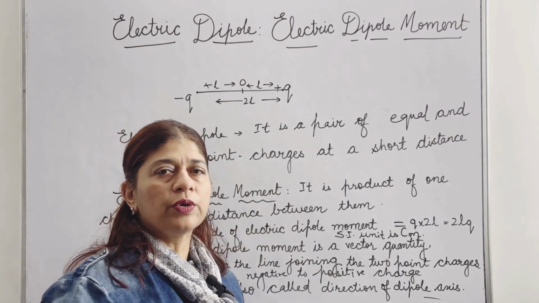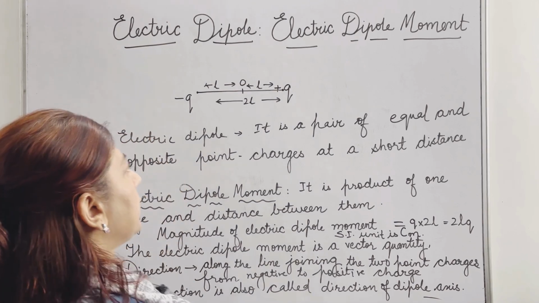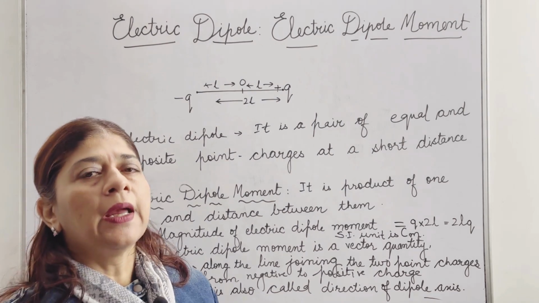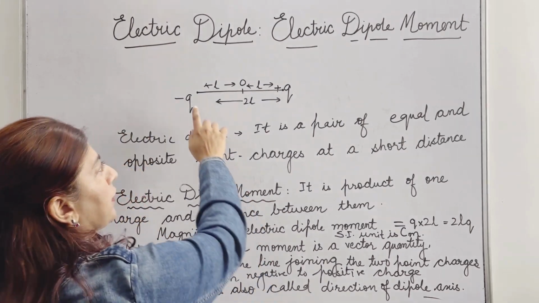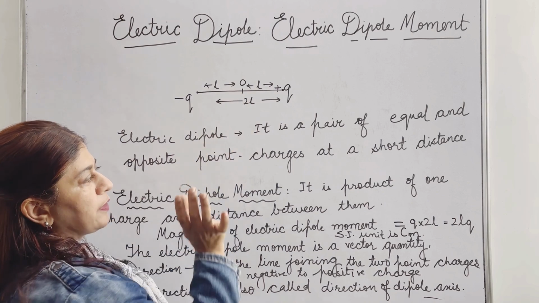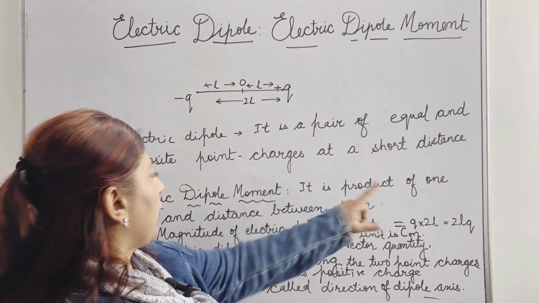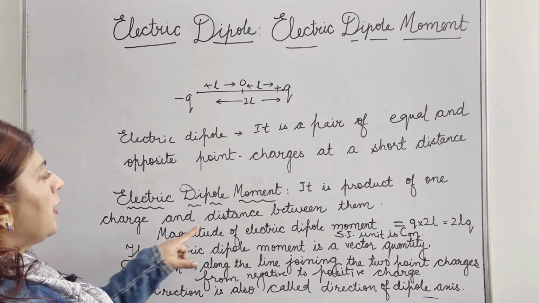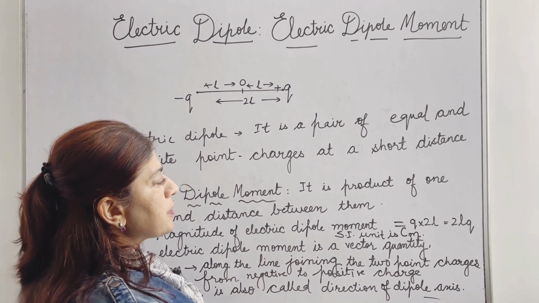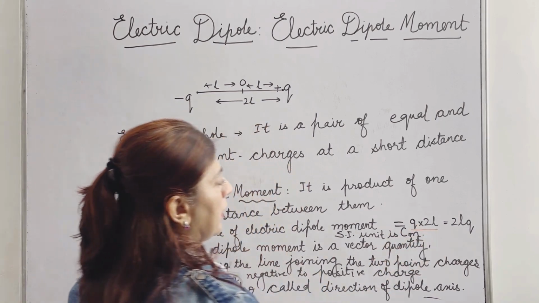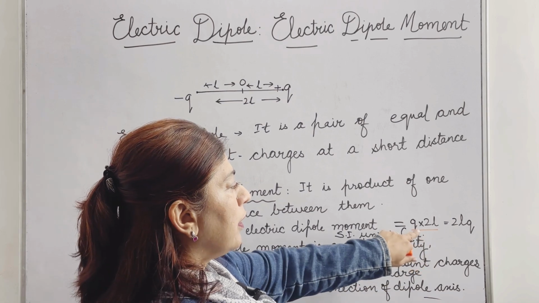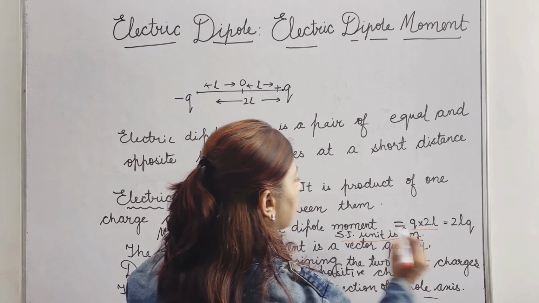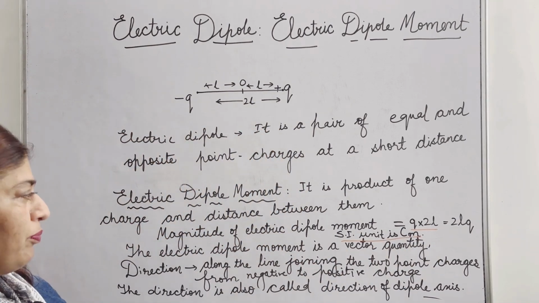Now we are going to talk about the next very important term, that is electric dipole moment. It is a vector quantity, and it is the product of either of these charges and the distance between them. So electric dipole moment is the product of one of the charges, either minus q or plus q, we just take the magnitude, and the distance between them. So it is q into 2L. The SI unit of charge is coulomb and of distance is meter, so the SI unit of electric dipole moment is coulomb meter.